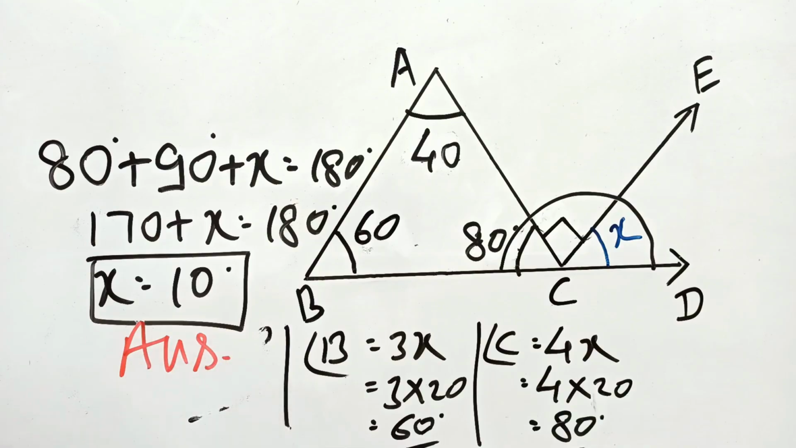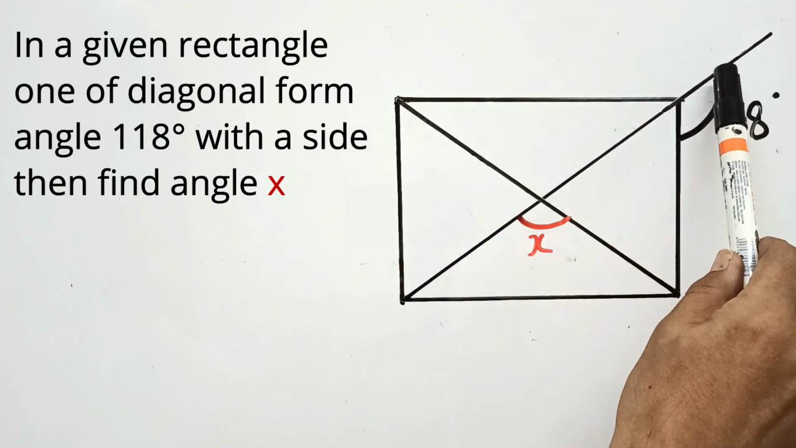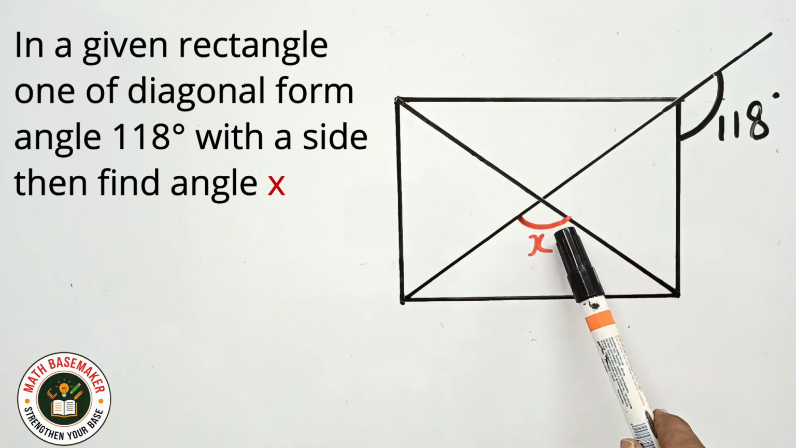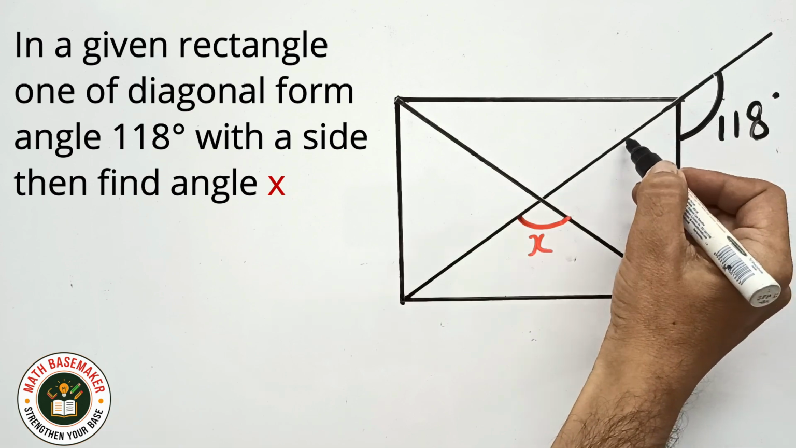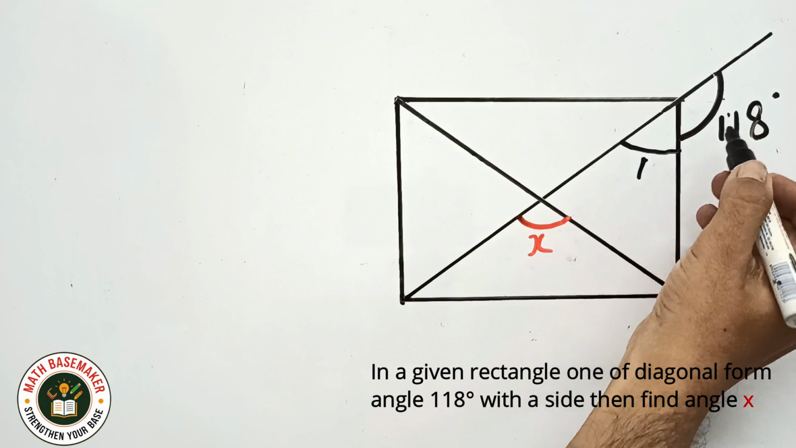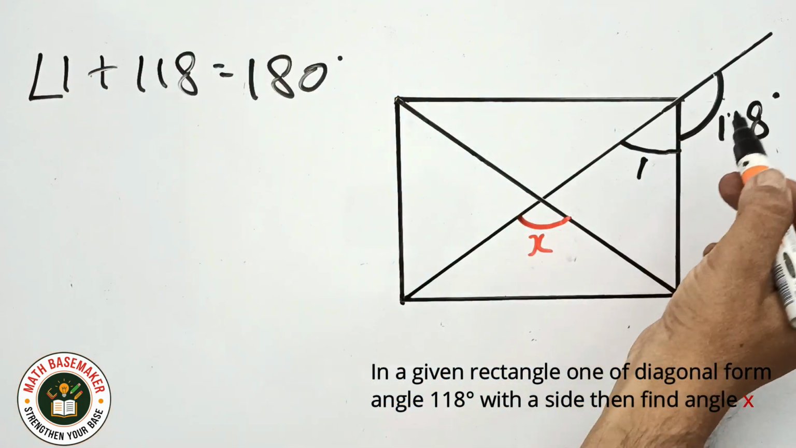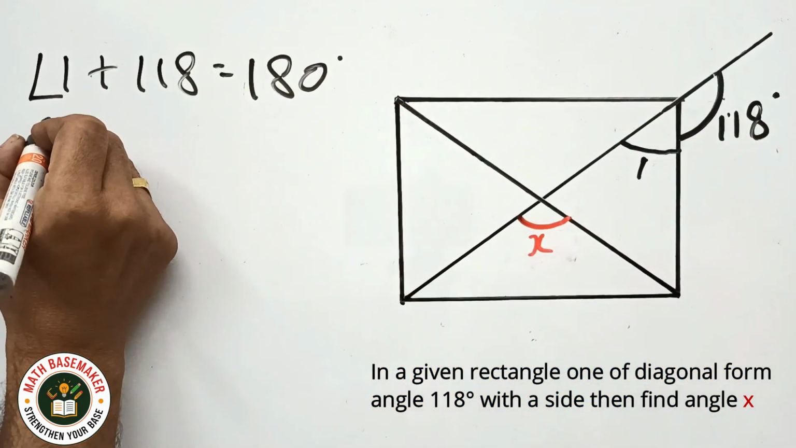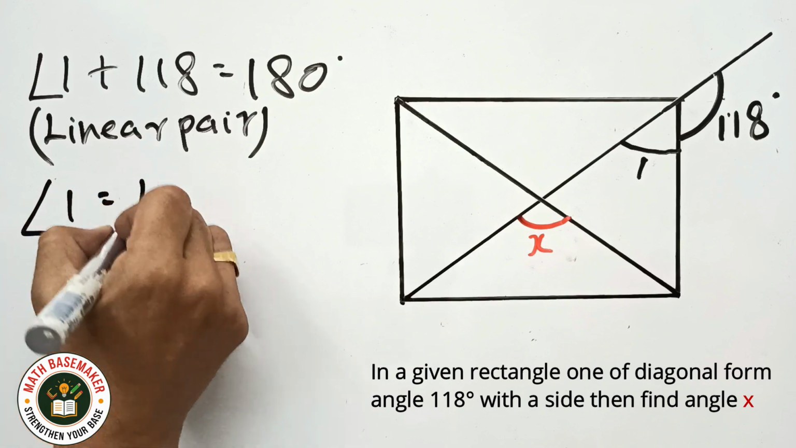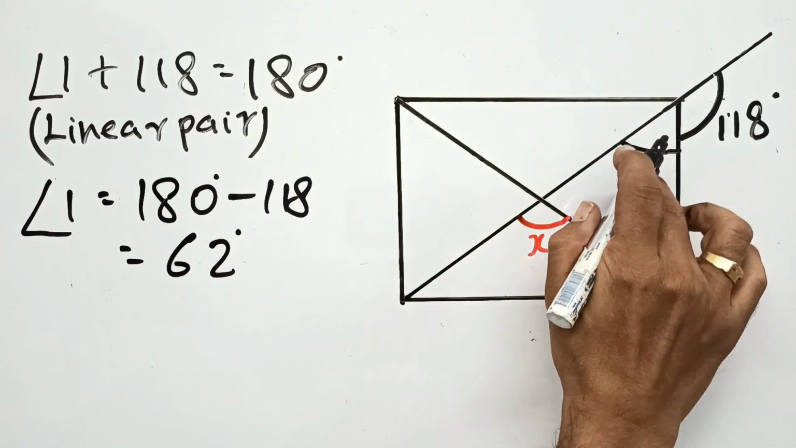This is the answer. In a given diagram, it is given a rectangle and one of the diagonals extended outside. So it forms the angle 118 with this side. We have to find the angle x. First of all, with the help of the linear pair, we will find out this angle. Suppose this is 1. Angle 1 plus 118 is 180, linear pair. The angle 1 is 62.